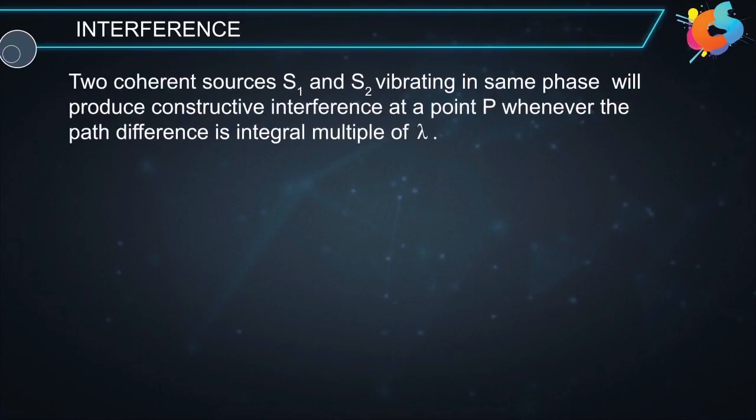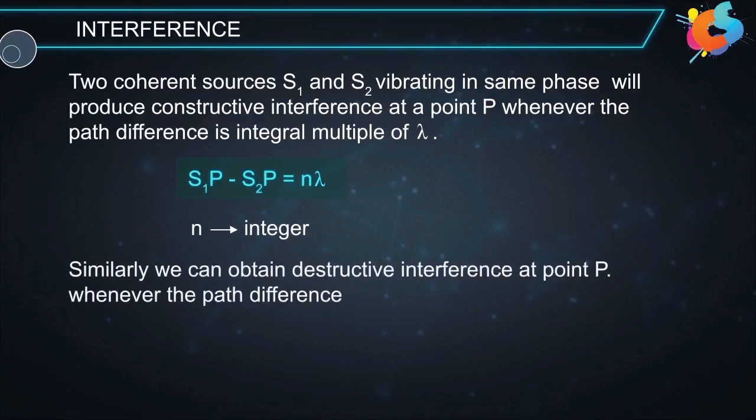Two coherent sources S1 S2 vibrating in the same phase will produce constructive interference at point P whenever the path difference is an integral multiple of lambda. That is S1P minus S2P is equal to nλ, where n is an integer. Similarly, we can obtain destructive interference at point P whenever the path difference is S1P minus S2P equals (n + 1/2)λ, where n is an integer.